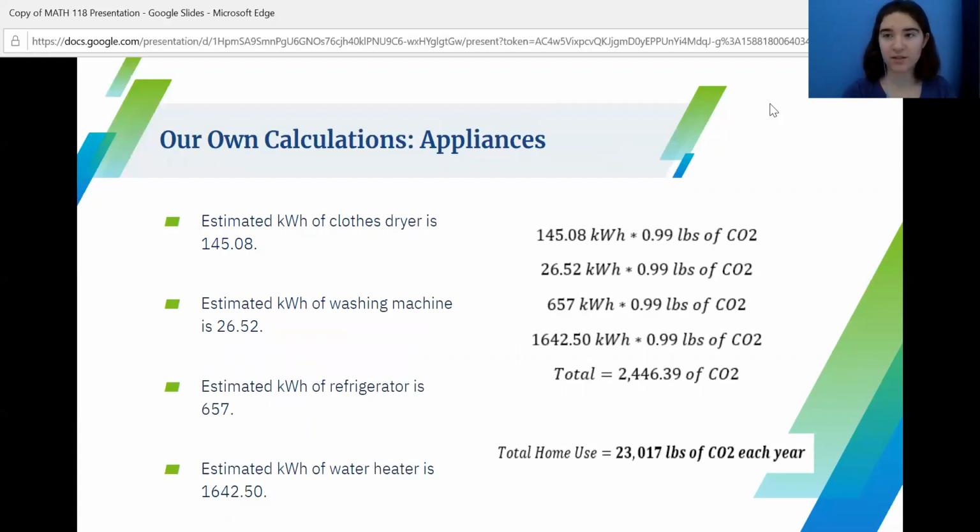Finally, we did appliances, but we didn't want to get too detailed with this, so we picked 4 of the most basic appliances we could figure that most everyone has in their household, and calculated that these appliances together contributed upwards of 2,000 pounds of CO2 to your carbon footprint. And then we calculated the entire home use category together and found that about 23,000 pounds of CO2 each year makes up that category in your carbon footprint.